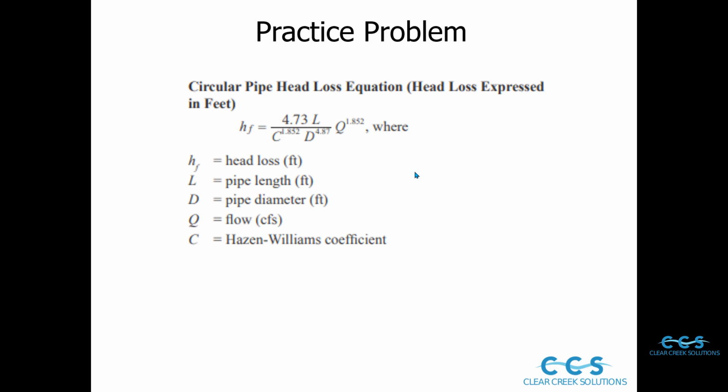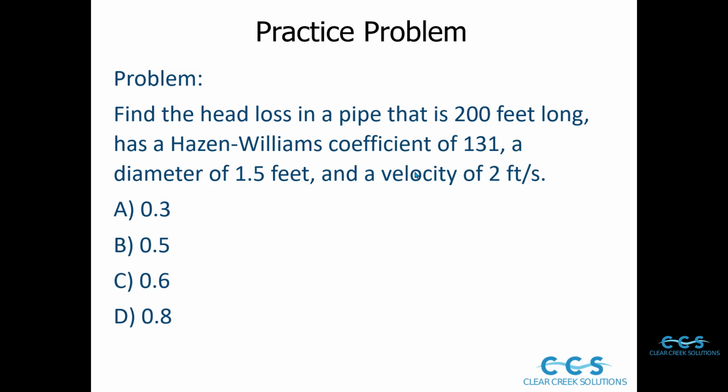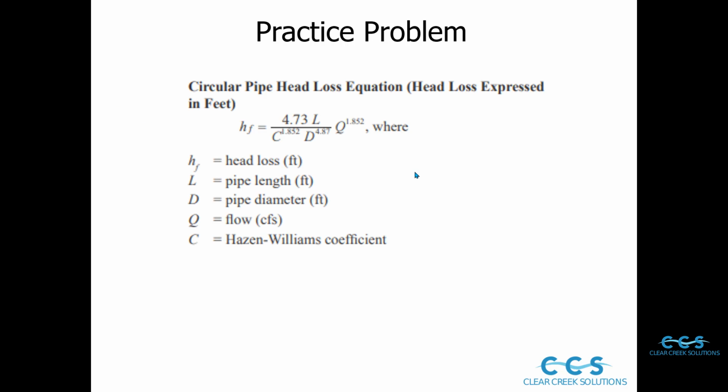So here's the equation we're going to use. This is taken right from the FE manual, which is what you're going to use on the FE exam. Head loss equals 4.73 times the pipe length over the Hazen-Williams coefficient raised to the 1.852, the pipe diameter raised to the 4.87, and the flow raised to 1.852. So that's our equation. We were given the length, we're given the Hazen-Williams coefficient, we have a diameter and a velocity, but we don't have Q.